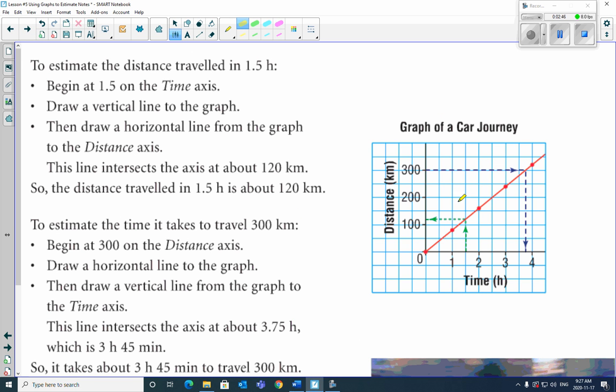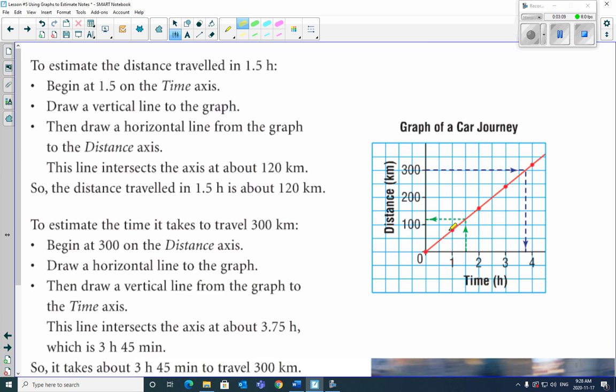Now, if you flip to the third page, this is the same thing we do, just different examples here. 1.5 hours, right? We go up and then across. We can see it's about 120. We could go backwards and say, okay, 300, go across and down. You can see it's about 3.25 hours. That's all interpolation because it's within the graph.